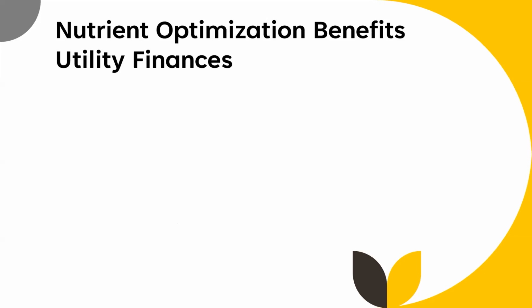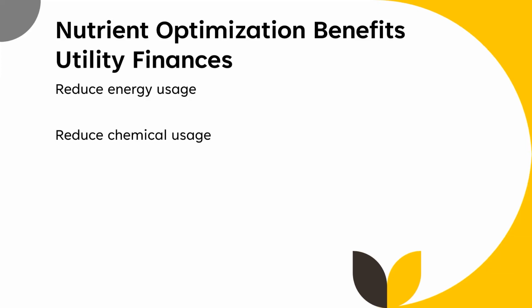So how does nutrient optimization benefit utility finances? Particularly in the nitrogen webinar coming up later, you'll see a reduction in energy usage with the use of anoxic zones for denitrification. And if you don't understand it, no problem, you will after we cover it.